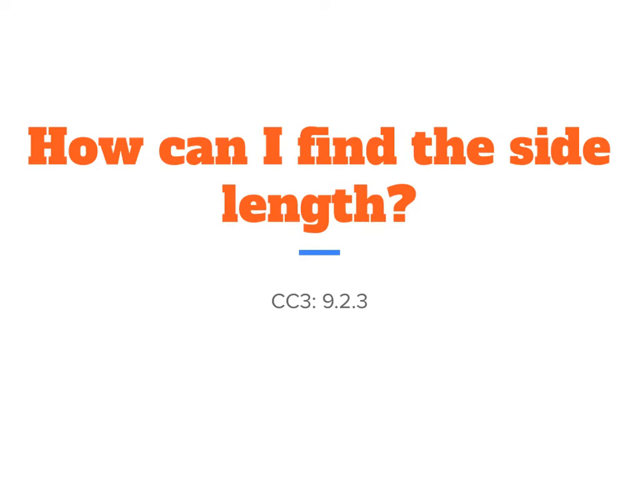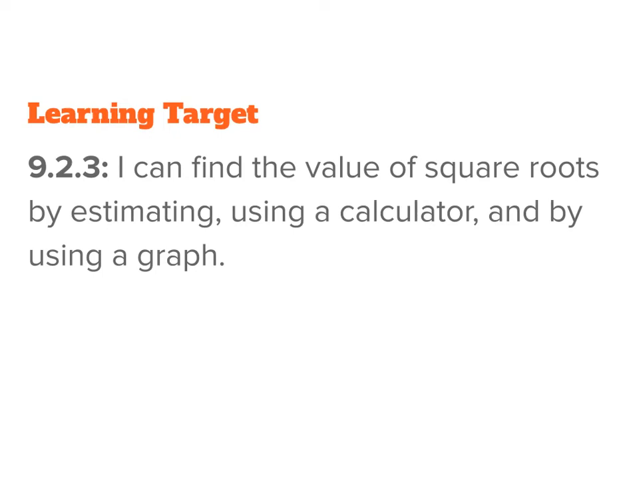Alright, for today's lesson we're going to be looking at how to find the side length. We're also going to look again, like in our last video, at how to approximate side lengths using perfect square numbers that we know that it would be between. So our learning target for today: I can find the value of square roots by estimating, using a calculator and by using a graph.